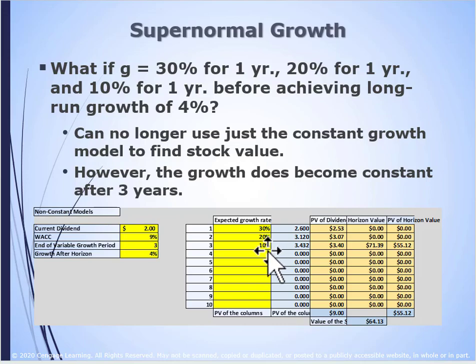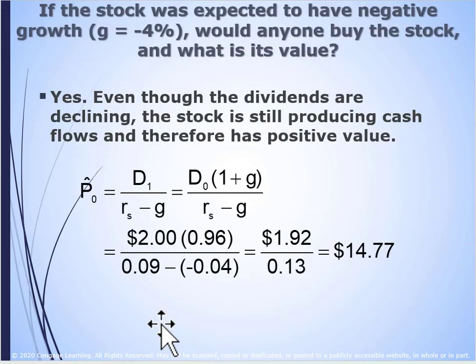Now, once we're at this point, the process is exactly the same. We need to predict the future dividends. $2 at 30% is $2.60. $2.60 at a 20% increase is $3.12, etc. We also then calculate the price out there, since we know that after year 3 the growth is constant at 4%. And again, we calculate the value. We end up with $64.13 as the value in the future.